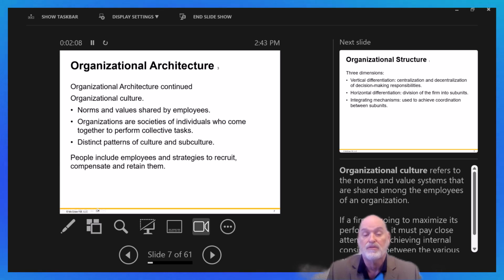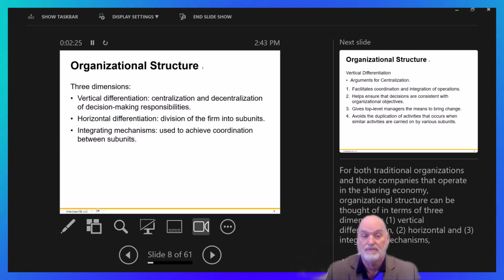Organizational culture: you have norms and values that are shared by the employees. Organizations are societies of individuals who come together to perform collective tasks. It's a distinct pattern of culture and subculture. People include employees and strategies to recruit, compensate, and retain them.